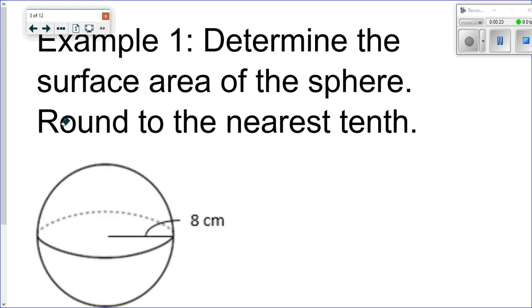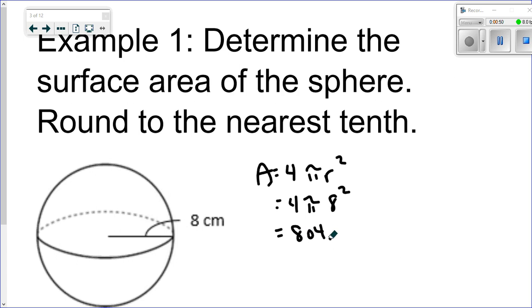So for example, area, that should be a squared. I'm not even paying attention to myself anymore. All right.